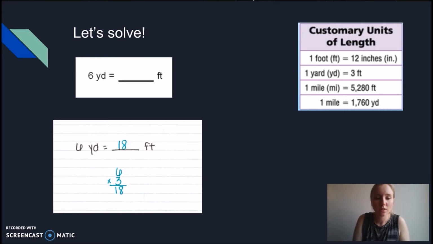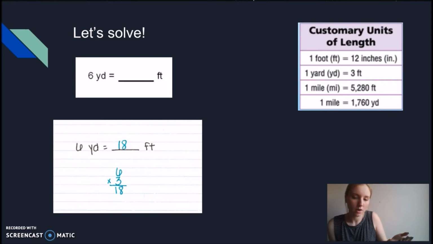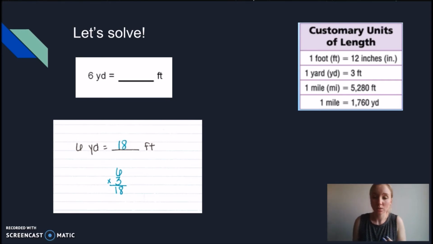So 6 yards equals 18 feet. And if you look at the top, 1 yard equals 3 feet. So if we are going from yards to feet, we are going to multiply. So we are going to take 6 yards and multiply it by 3, where we get 18 feet. Let's do one more problem.